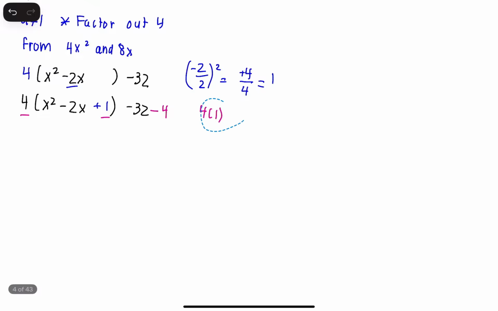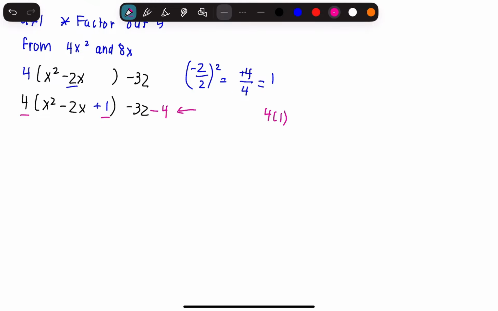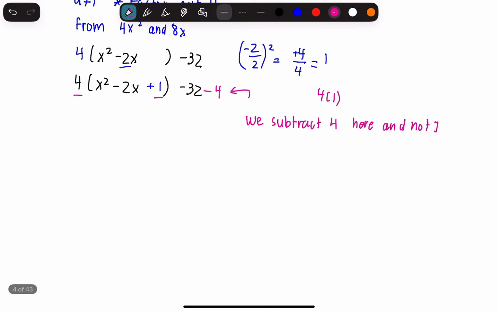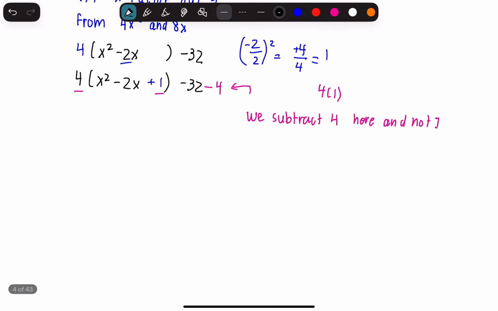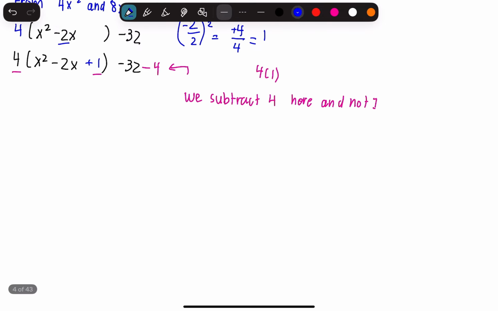This might be a little confusing to you, so we'll write a note here. We subtract 4 here and not 1 since it's multiplied by that factor of 4. And remember, we factored out the leading coefficient from x squared in the first step, so that's why you have to add it back in. And you have to subtract and not add because it must balance.